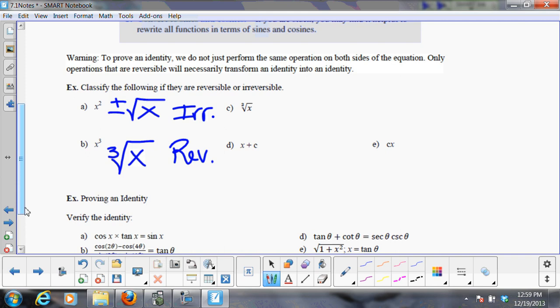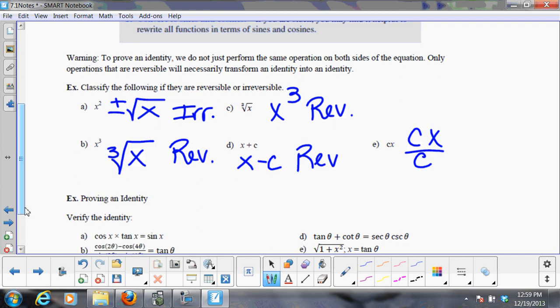C is the cube root of x. To get rid of the cube root, you would cube it, which has only one answer, so this one is reversible. If we have x plus c, to do the opposite you would do x minus c, so this is reversible. And if we have c over x, to get rid of the c, you would divide by c. But remember that c cannot equal 0 because you cannot divide by 0, so this is also reversible.